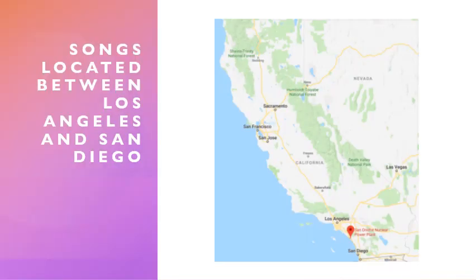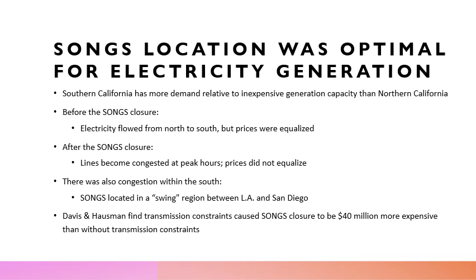SONGS was located between Los Angeles and San Diego here, right between 2 population centers where demand is really high. So this means that the SONGS location was optimal for electricity generation. Southern California had more demand relative to inexpensive generation capacity than Northern California. Before the SONGS closure, electricity flowed from north to south, but prices were equalized. So basically, there was high demand in the south and a lot of excess supply in the north, and so that excess supply in the north was then transmitted down to the south, and there was enough generation in the south, combined with the north supply, to meet demand.